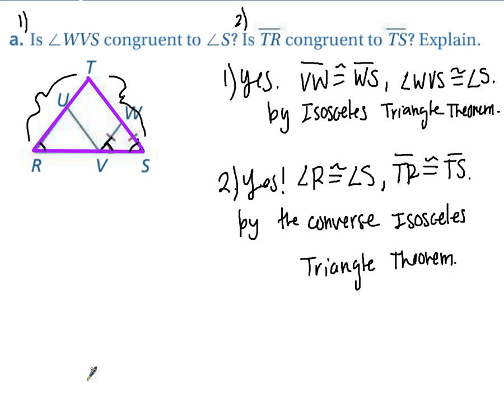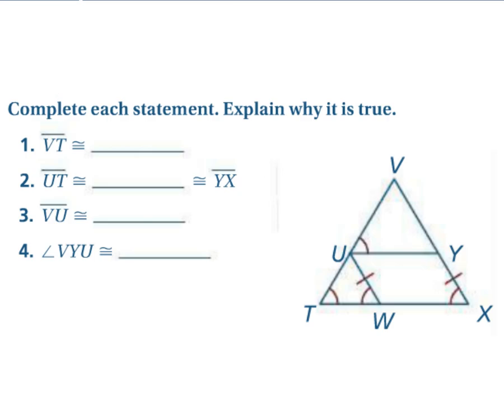Now it is your turn. Pause the video, work through these 4 problems, and then check your answers.